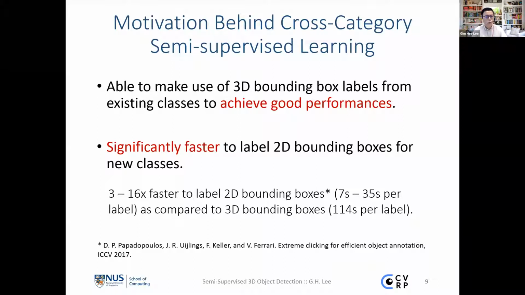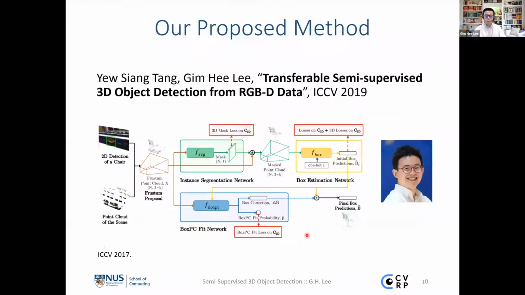Furthermore, we choose to work on RGBD data, and it requires 2D bounding box ground truths, because it is significantly faster to train a person to manually label 2D bounding boxes for new classes than 3D bounding boxes, as shown in this paper here. And our work on cross-category semi-supervised learning for 3D object detection on RGBD data was published in this paper at ICCV 19 by my student Siang Tang.